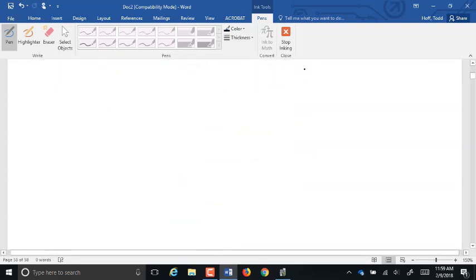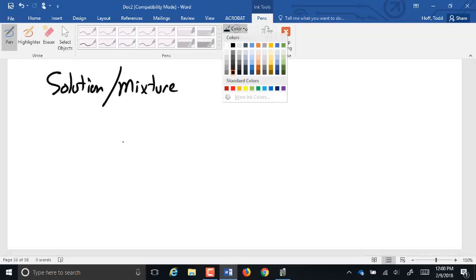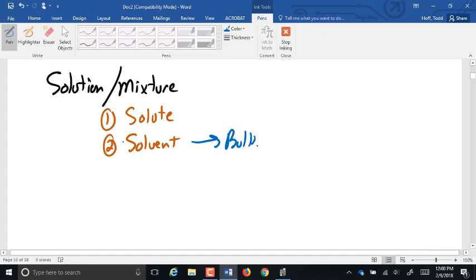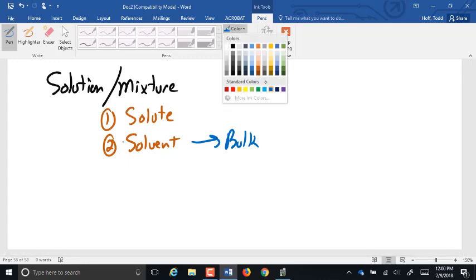Another type of problem that involves a formula looks like this. When we have a solution, in fact, it could be a solution or just a mixture. There are 2 ingredients usually that go into that mixture. The first ingredient, if it's a solution, is called a solute. Second is called a solvent. The solvent is the bulk of the mixture. That's the largest amount.